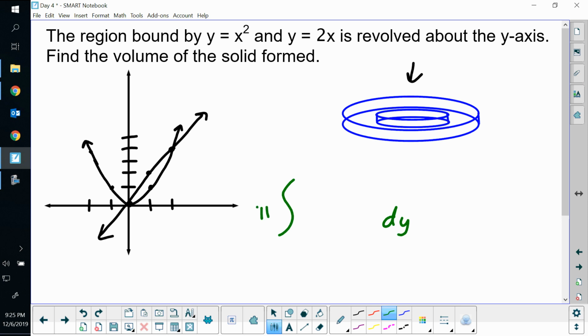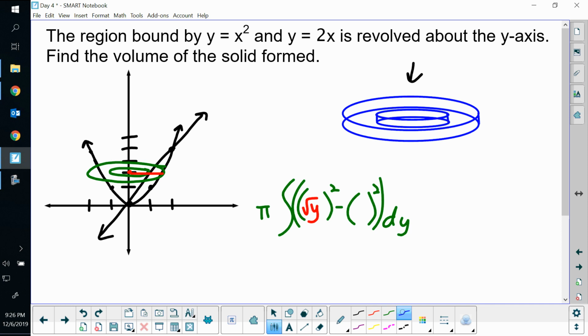So we'll have pi times some radius squared minus some radius squared. Our outer radius goes from what we're rotating around to the outer edge. It's a horizontal line coming from the y-axis. That's always called an x. But x in terms of y for that parabola would be square root of y.